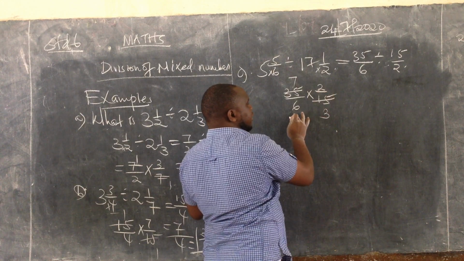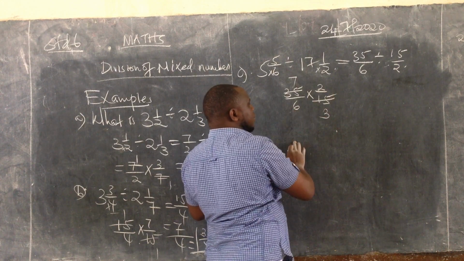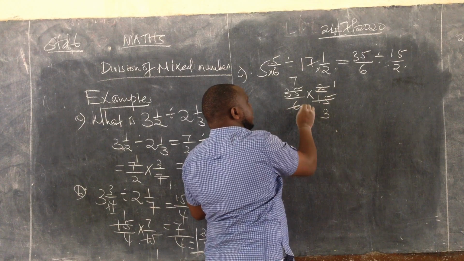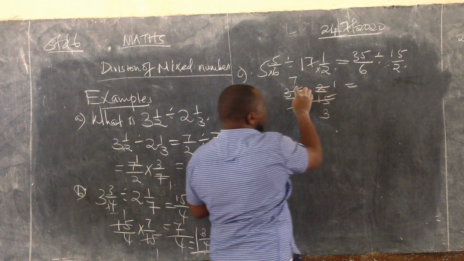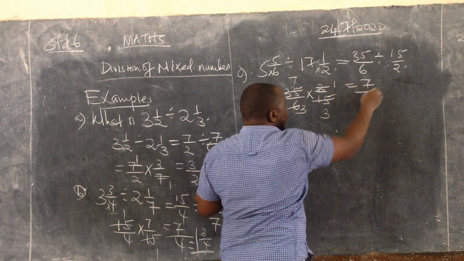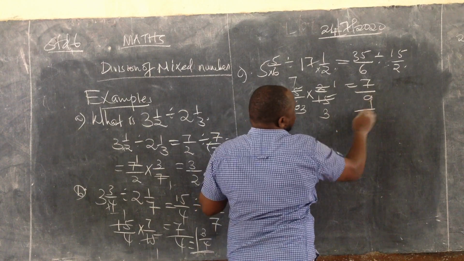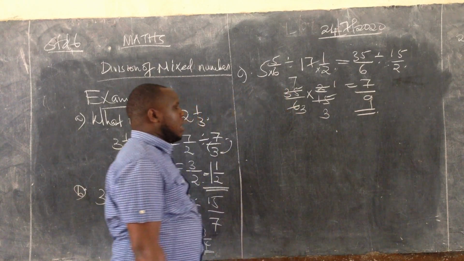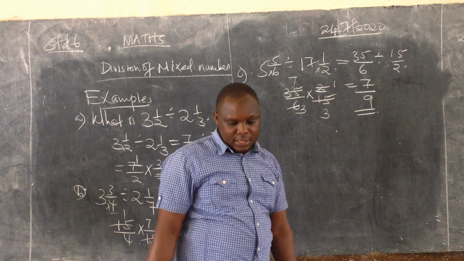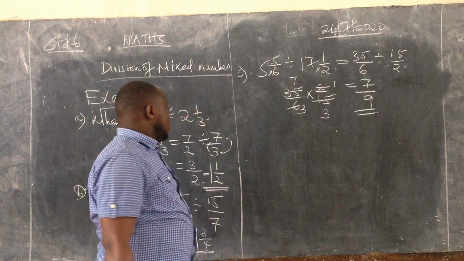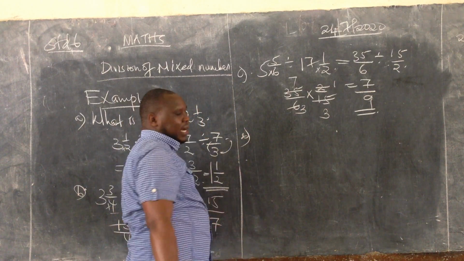And 2 and 6 can divide because one is a multiple of the other. Divide by 2, 1, divide by 2, 3. So in this case, you're going to have 7 times 1, which is 7, over 3 times 3, which is 9. And so you can leave your answer as that. The last one is going to be a word question.